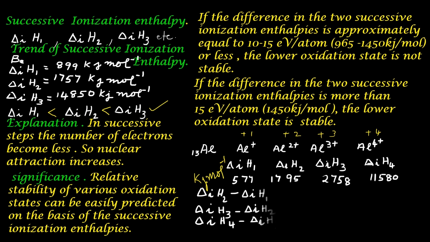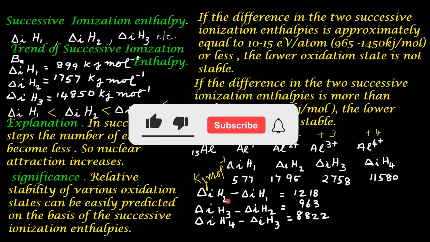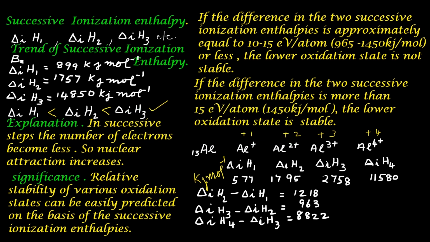We will find the difference between successive ionization enthalpies. You can notice here that the difference between second ionization enthalpy and first ionization enthalpy is 1218 kilojoules. It is less than the upper limit, that is 1450 kilojoules. So, +1 oxidation state is not stable. The difference between third ionization enthalpy and second ionization enthalpy is only 963 kilojoules per mole. This is less than the lower limit, that is 965 kilojoules per mole. So the lower oxidation state, namely +2, is not stable.